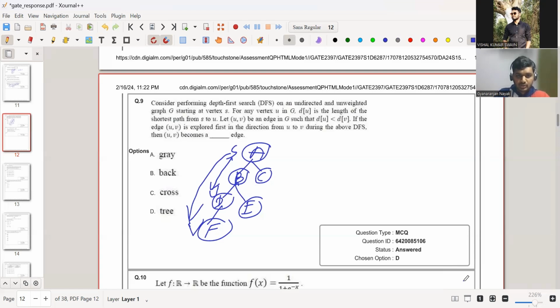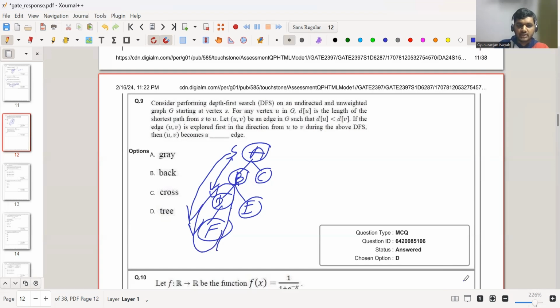So U and V, you notice D and F. D and F are which edge? It is a tree edge. So the answer is D. We can proceed next.